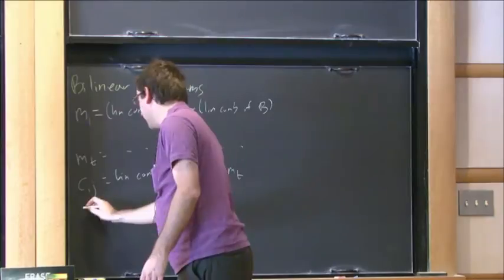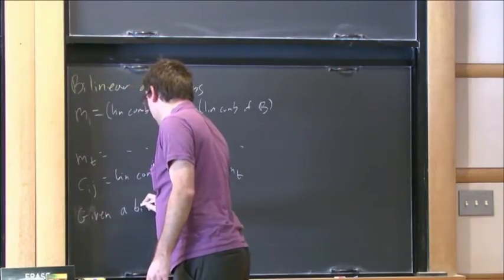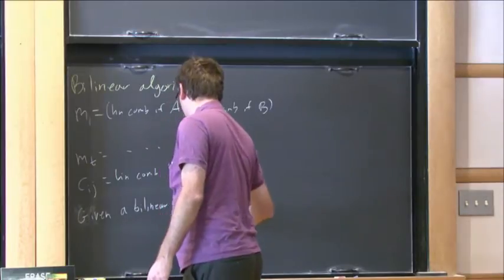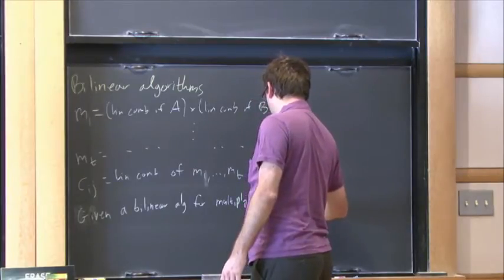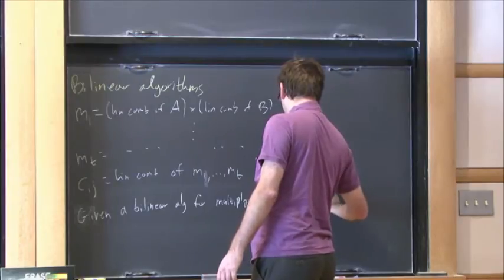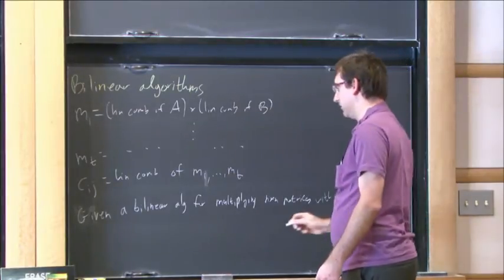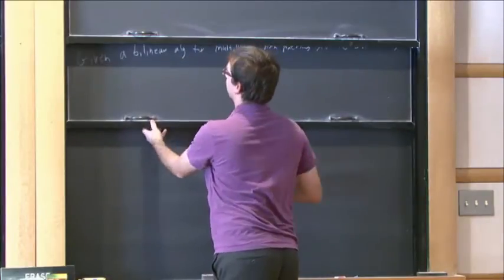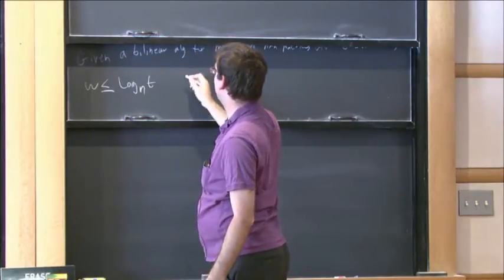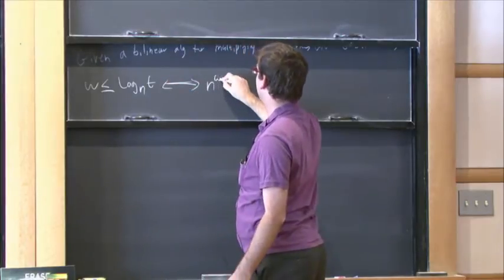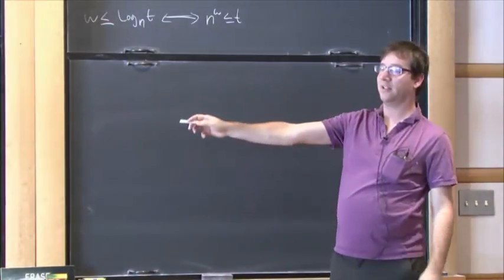Now we can generalize this. Let's say we're given a bilinear algorithm for multiplying n by n matrices with t essential multiplications, then omega is at most log base n of t, which is the same as saying n to the omega is at most t. Okay, so this is just generalizing this recursive argument.